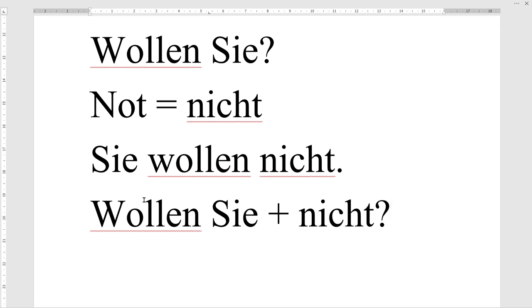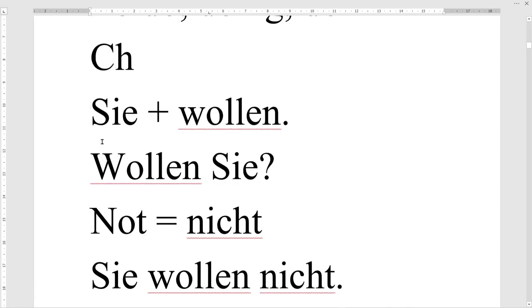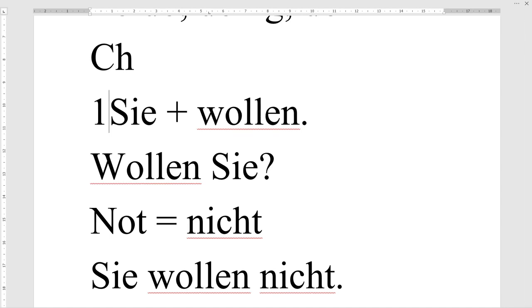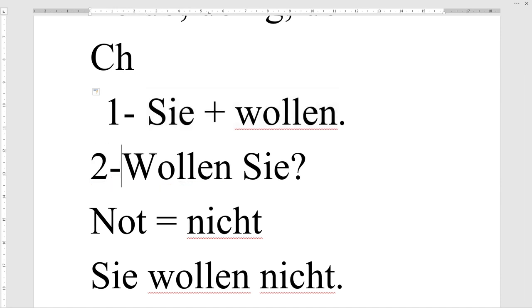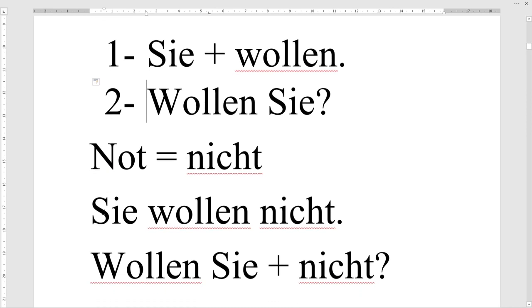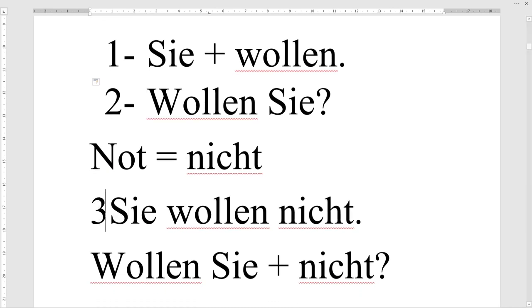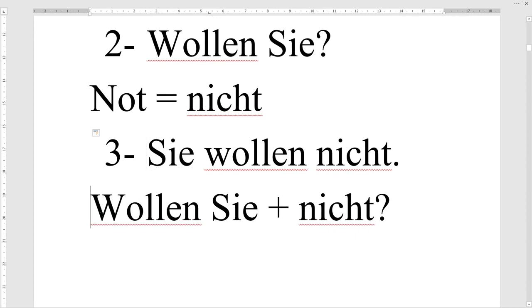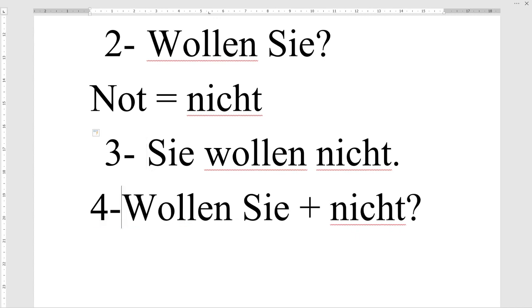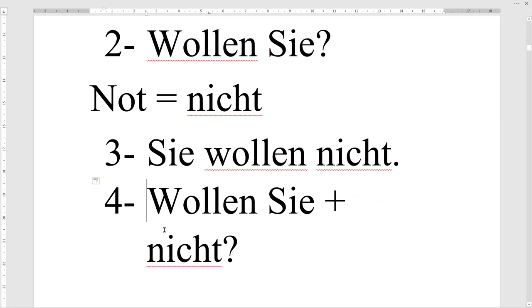Now remember, this is how we make sentences in German, and this is very important to follow. Sentence number 1 is Sie wollen, which means you want. Sentence number 2 is wollen Sie, this is a question, meaning do you want. Sentence number 3 is Sie wollen nicht, which means you don't want. And if you want to say don't you want, you would say wollen Sie nicht. This is sentence number 4.